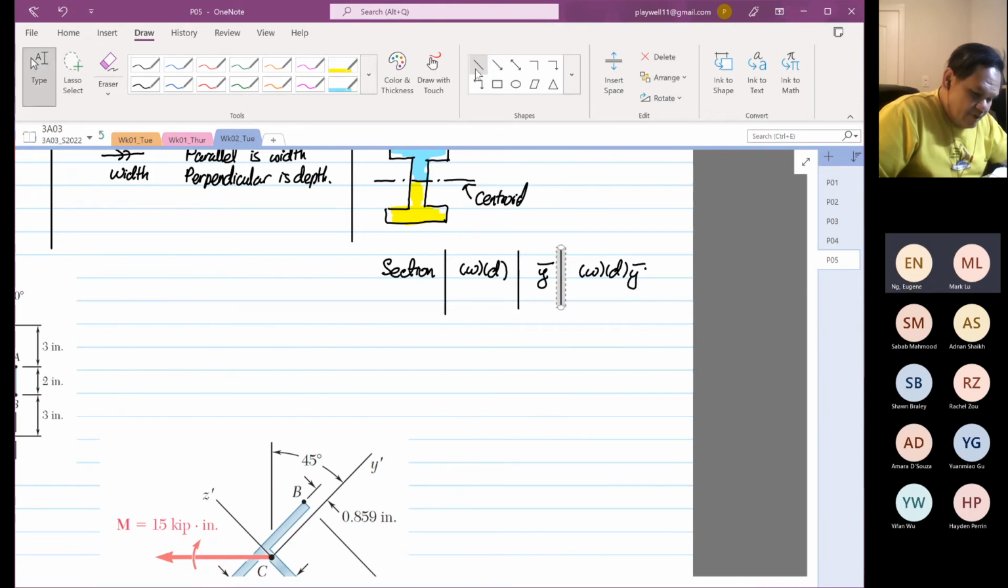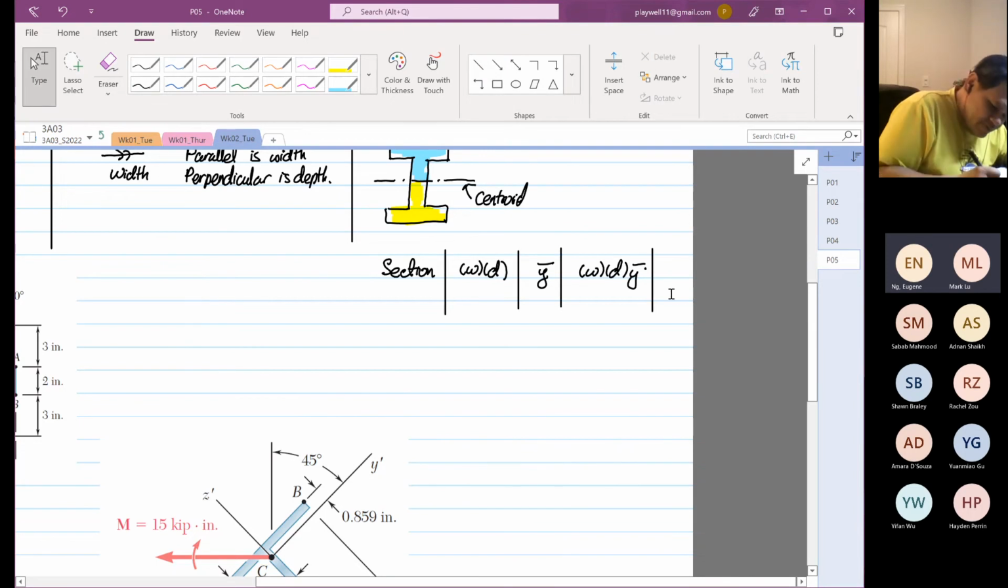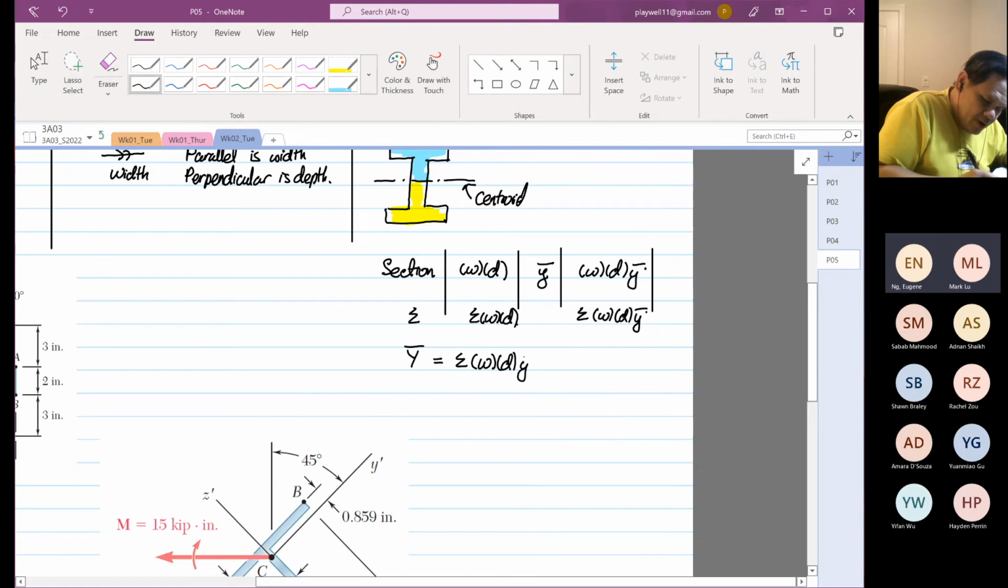After you determine all this, you find your summation. So the summation of your WD, and the summation of your WD y bar. So your capital Y bar is equal to the summation of your WD y bar over the summation of WD.